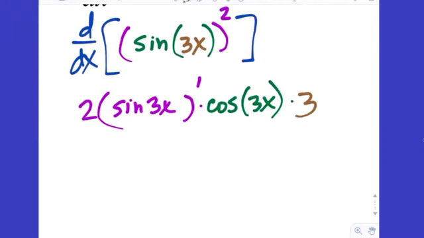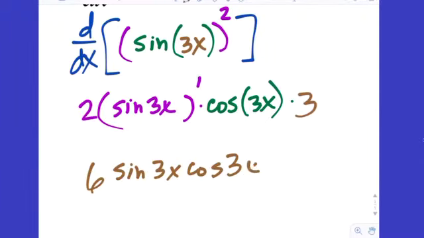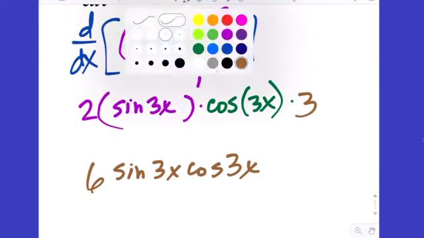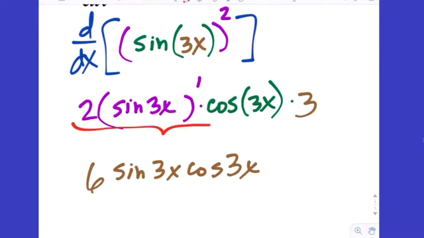Now to clean it up a little bit, you could do one of 2 things. You could bring the 2 and the 3 together and call them a 6 times sine of 3x cosine of 3x. That works great. Or, does anyone recognize something you could do with this?